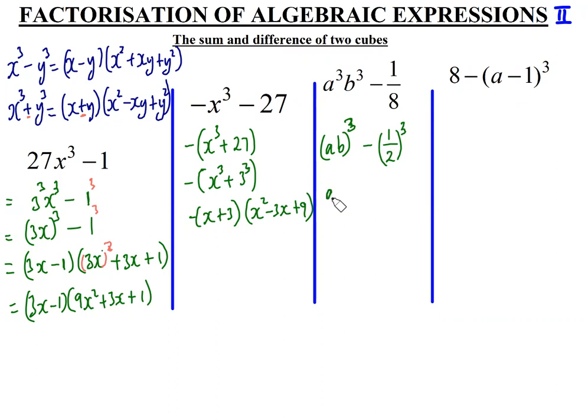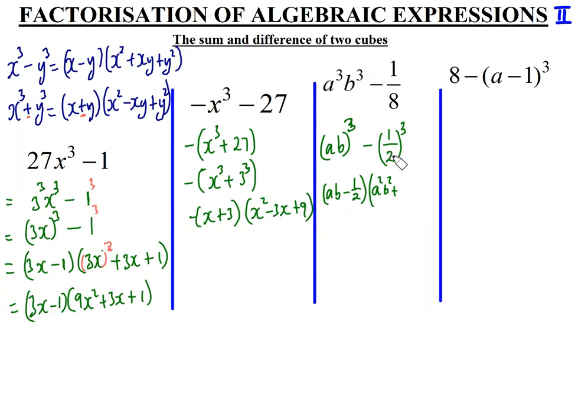So we're going to have ab minus 1 over 2. Then in the other bracket here, we're going to have ab squared, which is going to be a squared b squared, plus ab times half. This is going to give us ab over 2. Then half squared is going to be plus 1 over 4. That becomes our final answer like that.